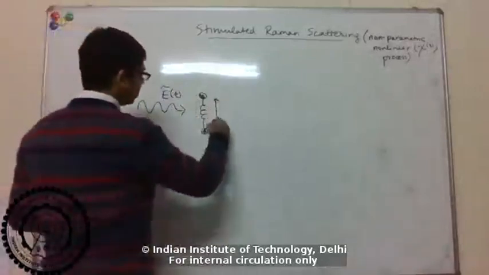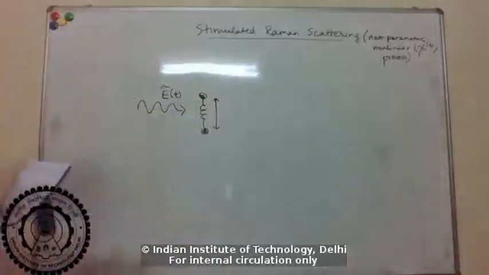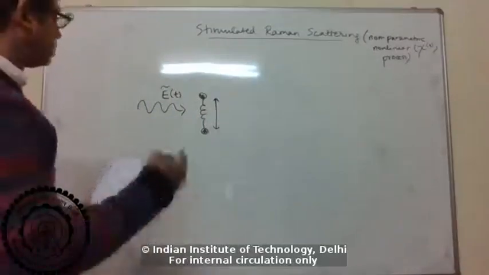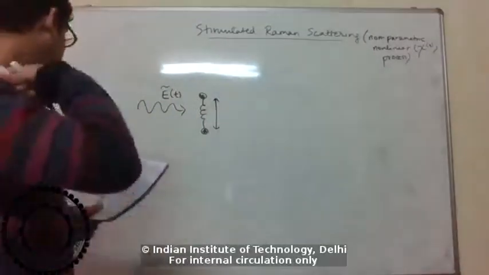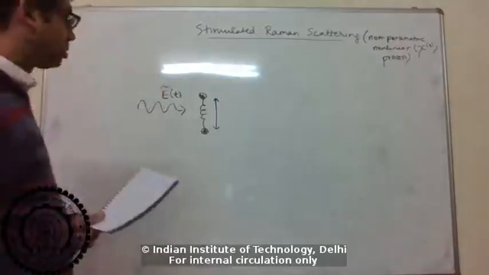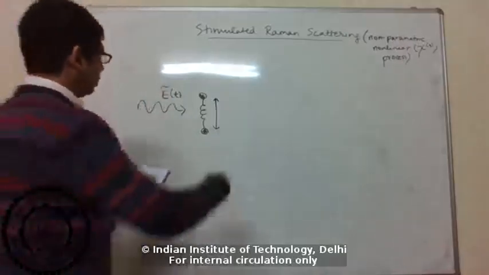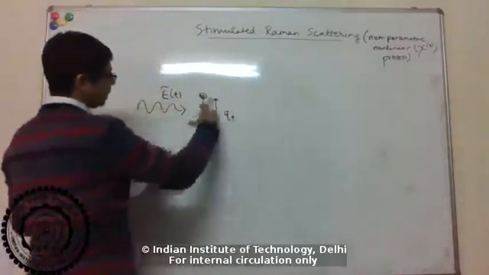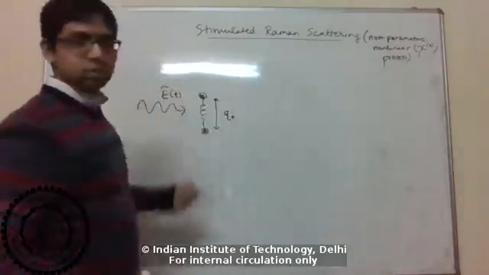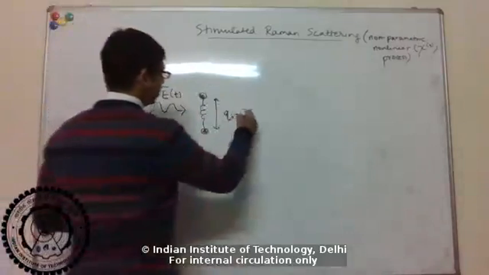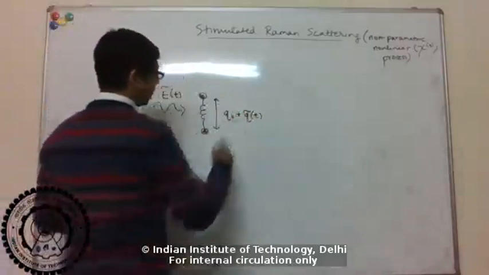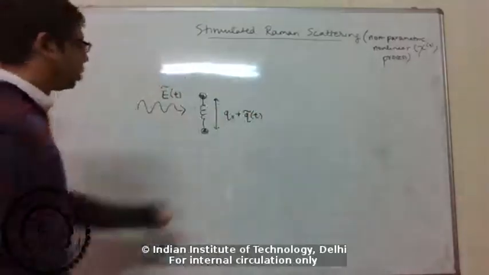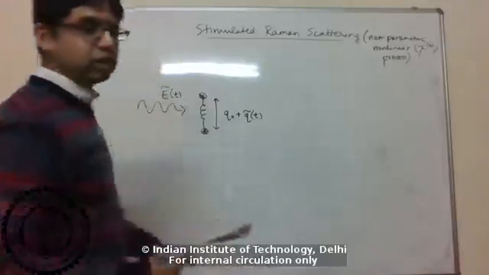Similar to when we were deriving the various susceptibilities due to the interaction of electromagnetic waves with atoms, here we'll do a similar analysis. Let's say the equilibrium displacement of the bond length is some Q naught, and then there is a vibrating, time-varying component, which is Q of t. And this Q of t will couple to E of t.